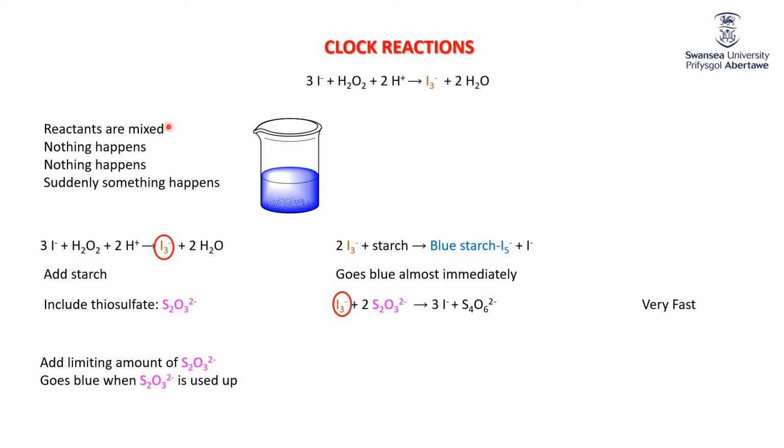Okay, so mix the reactants. Nothing happens, apparently, because any triiodide that is produced reacts with the thiosulfate and goes back to the iodide. And then when that thiosulfate is used up, that's what we mean by limiting amount. When that's all used up, now suddenly the triiodide can get together with the starch to make the blue complex. And that's the reaction that you did at A-level, and that's the reaction that makes up our second part of the reaction.